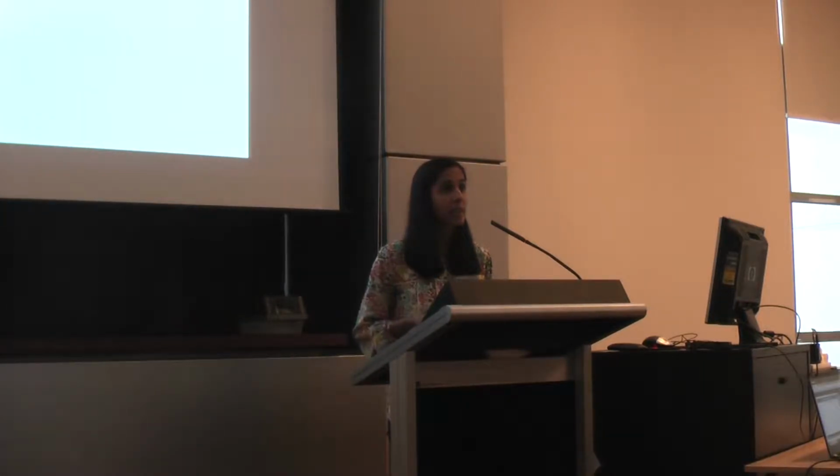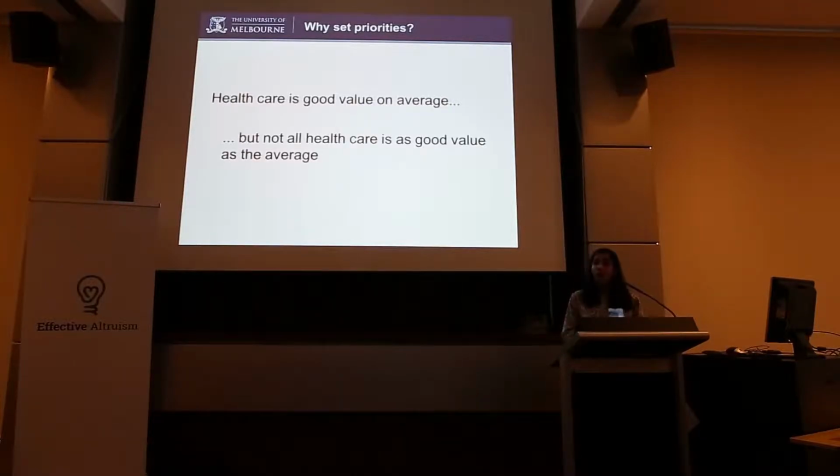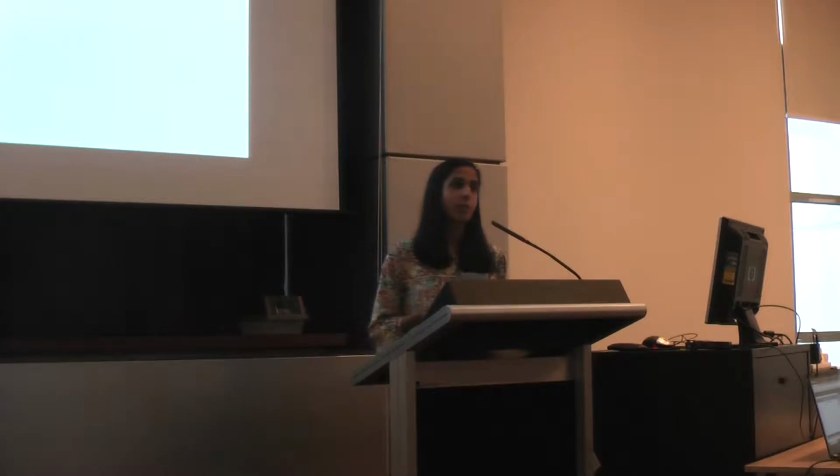So why set priorities? Again, my focus is really on government priority setting, but we could be thinking about organizations, non-governmental organizations, or community organizations as well. In general, healthcare is good value for money. I showed that first curve where, in general, the more you spend, the better your life expectancy or health gains generally are. But the important thing to note is that not all healthcare is as good value as the average. That's what the last graph just showed with the decreasing slope.